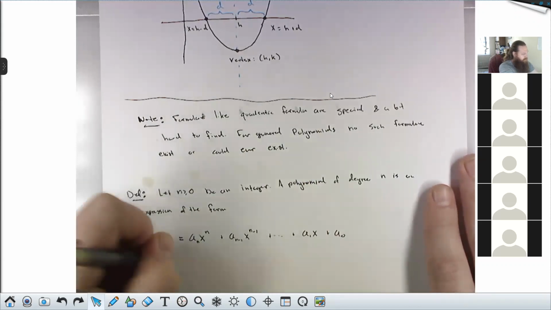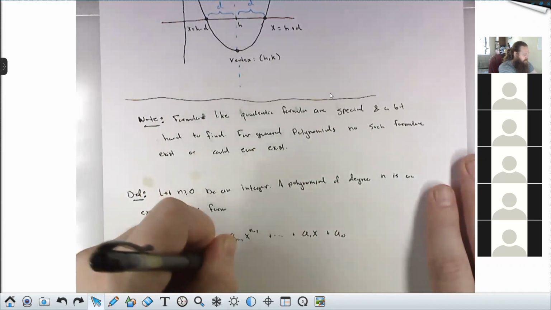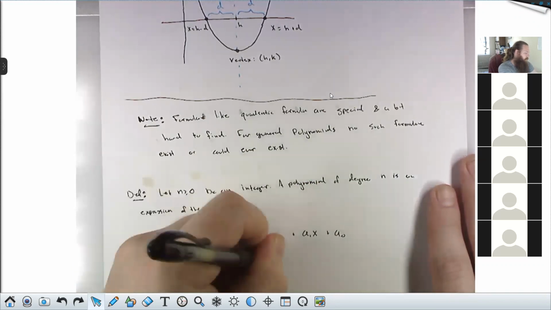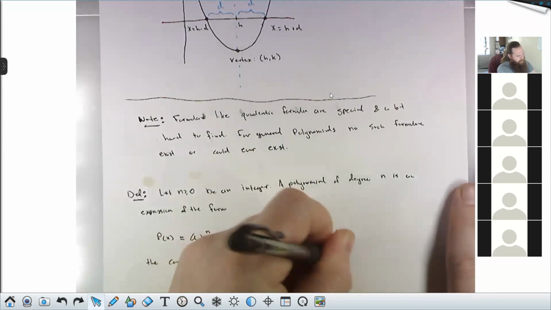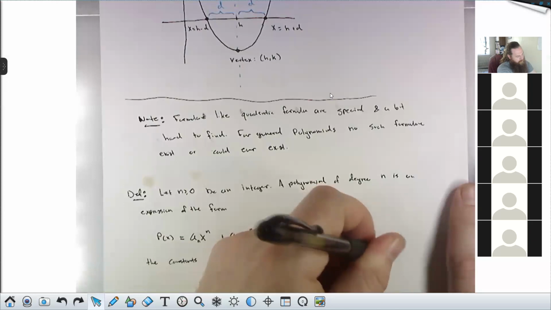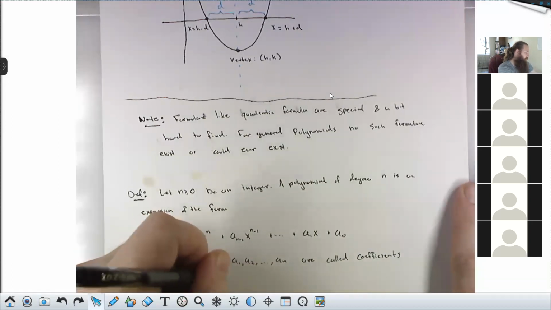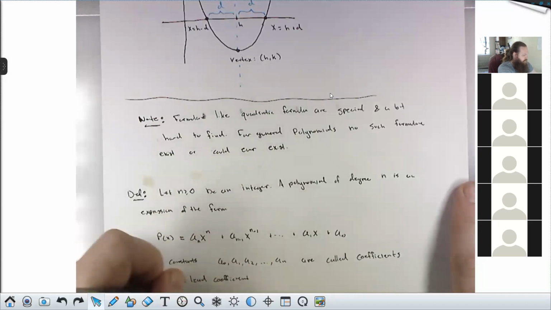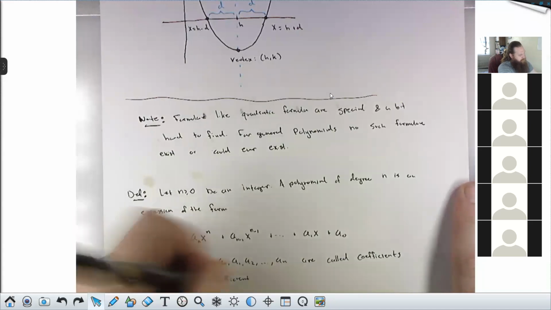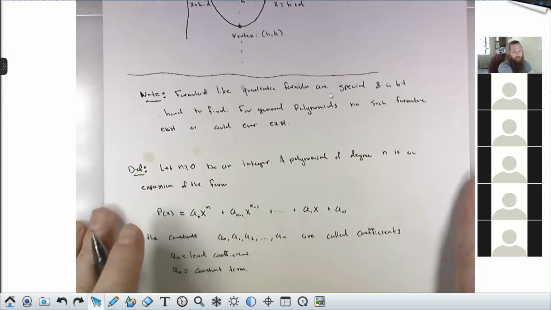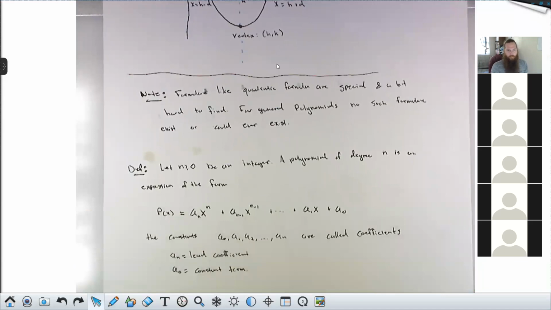The numbers, the constants, a0, a1, a2, and so on, all the way up to an, are called coefficients. An has a special name. An is called the lead coefficient. And a0 is called the constant term. But this is what your general polynomial looks like. You've got powers of x. Those powers of x have to be non-negative integers. Each one is allowed to have a number attached to it called its coefficient, and they're added up. The degree of the polynomial is the largest power of x that shows up anywhere. So these are what polynomials are. They're expressions that look like this.